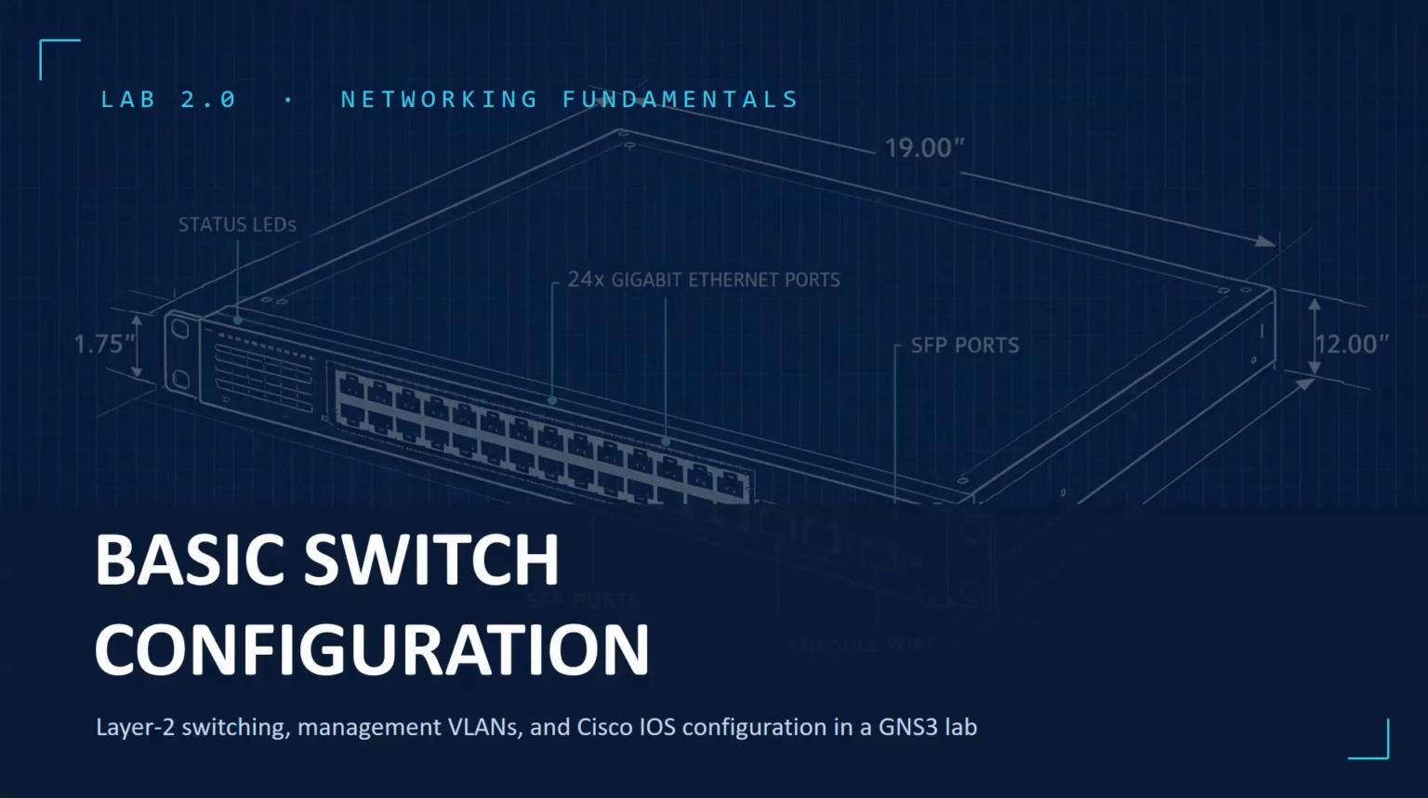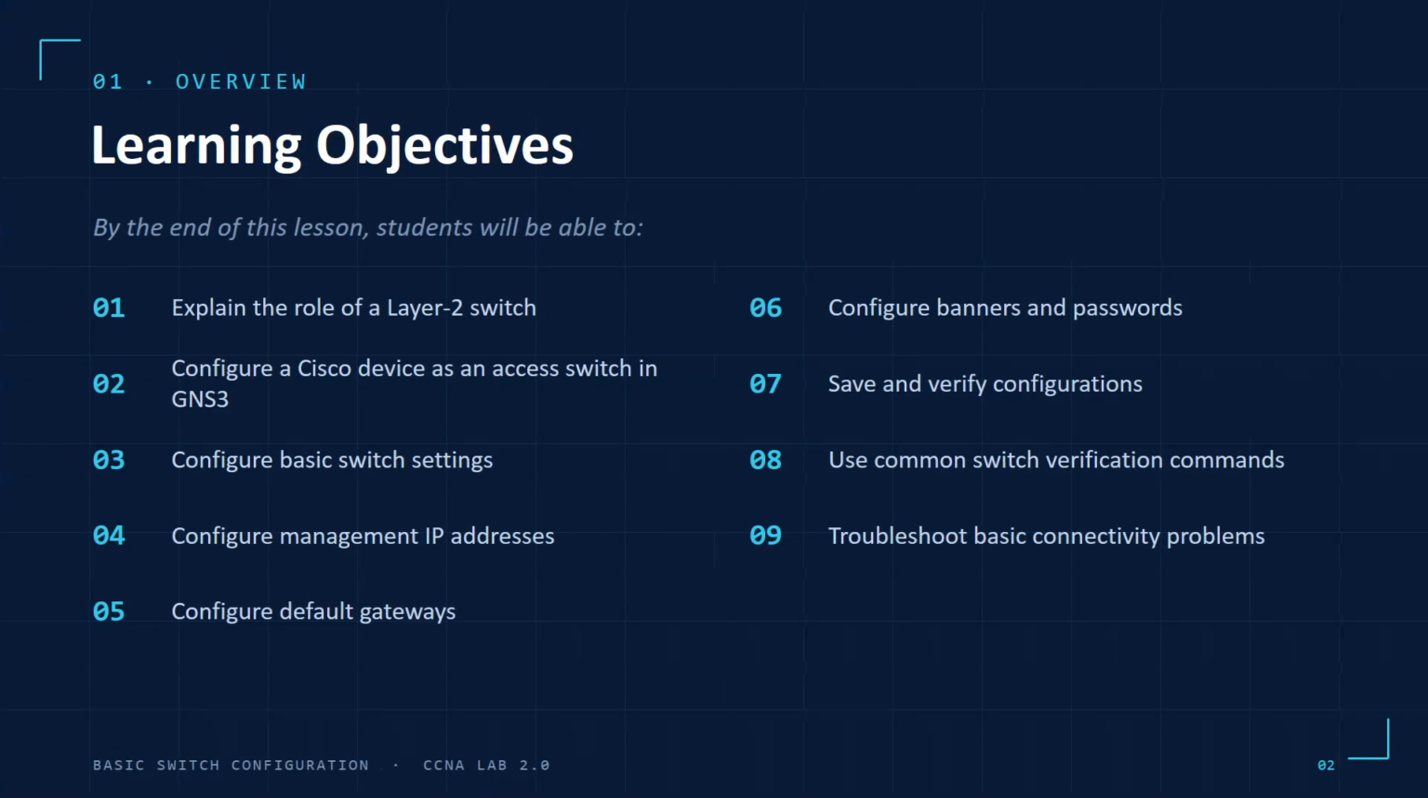This lab covers basic switch configuration, including Layer 2 switching, management VLANs, and Cisco IOS configuration in a GNS3 lab. By the end of this lesson, students will be able to explain the role of a Layer 2 switch, configure a Cisco device as an access switch in GNS3, configure basic switch settings, management IP addresses, default gateways, banners, and passwords, save and verify configurations, use common verification commands, and troubleshoot basic connectivity problems.